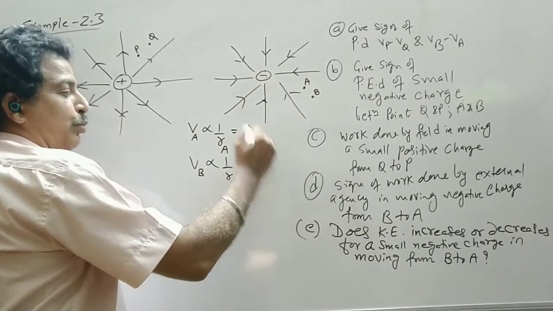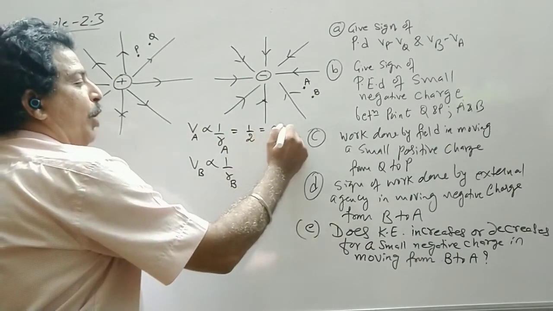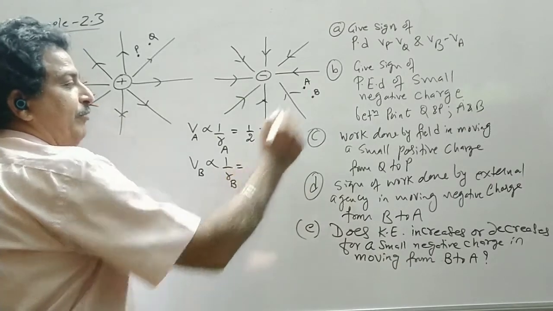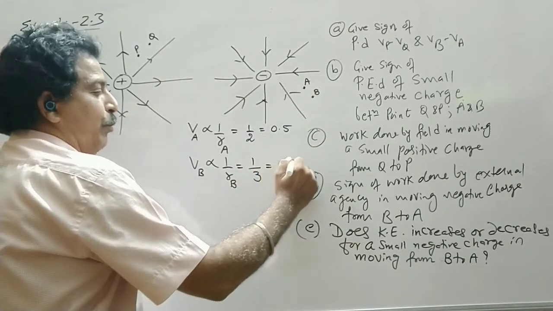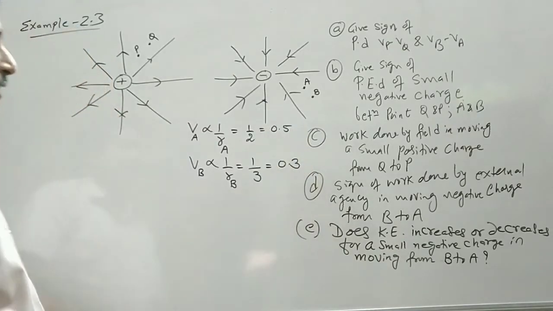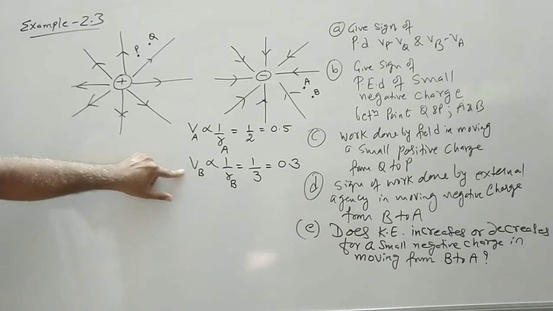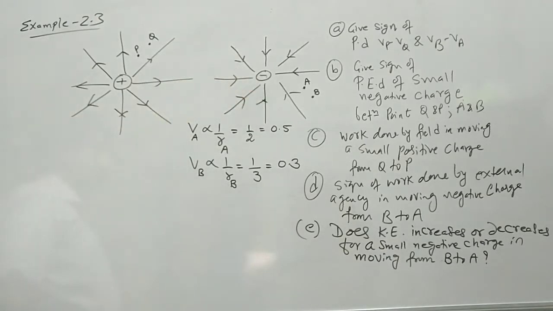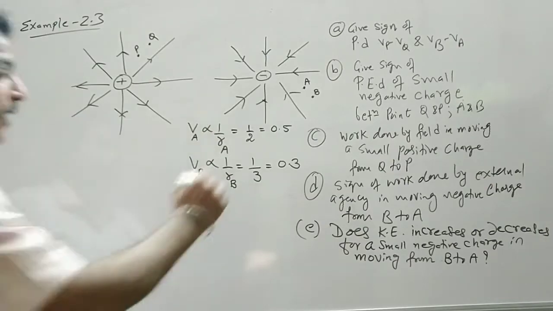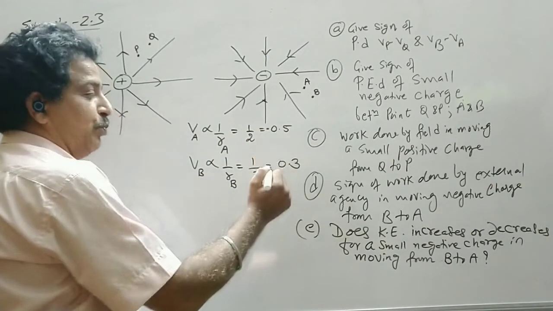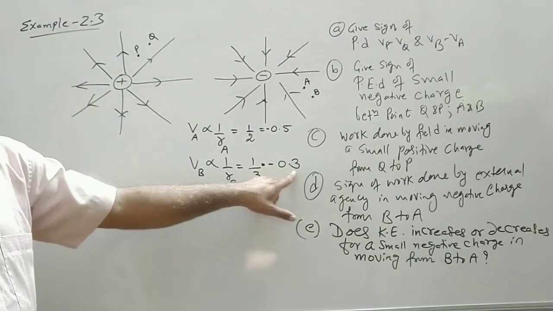So it comes out to be 1 by 2. This will be equal to 0.5. And if this distance is 3, say 1 by 3, it comes out to be 0.3. So now it seems that VA is greater than VP, but we have a source as negative. So you know the formula KQ upon distance. So it actually comes out to be minus 0.5 and minus 0.3.